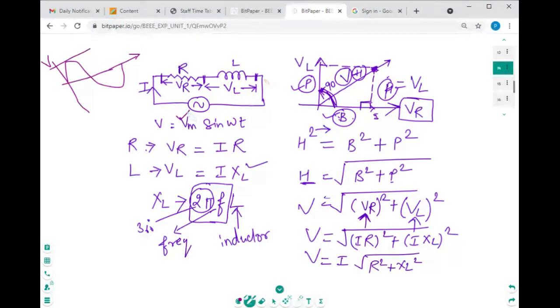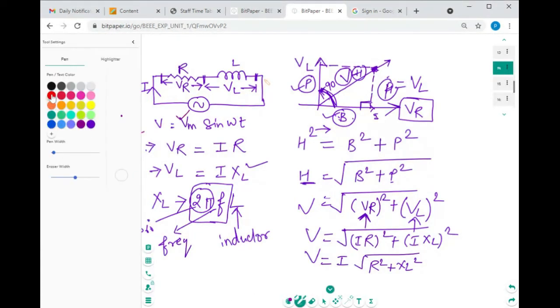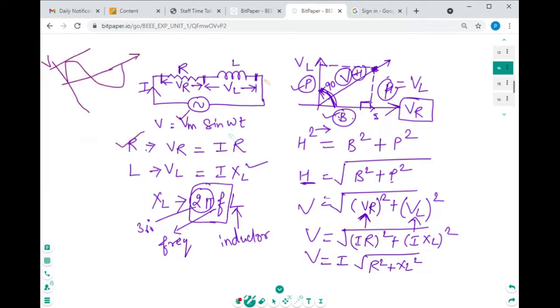Across this resistor, what is the voltage? Voltage is VR. How will you calculate that voltage? VR is equal to I into R according to Ohm's law. Some current I is flowing through this circuit, and some resistance R is present across this resistor. So that's why we calculate VR is equal to I into R.